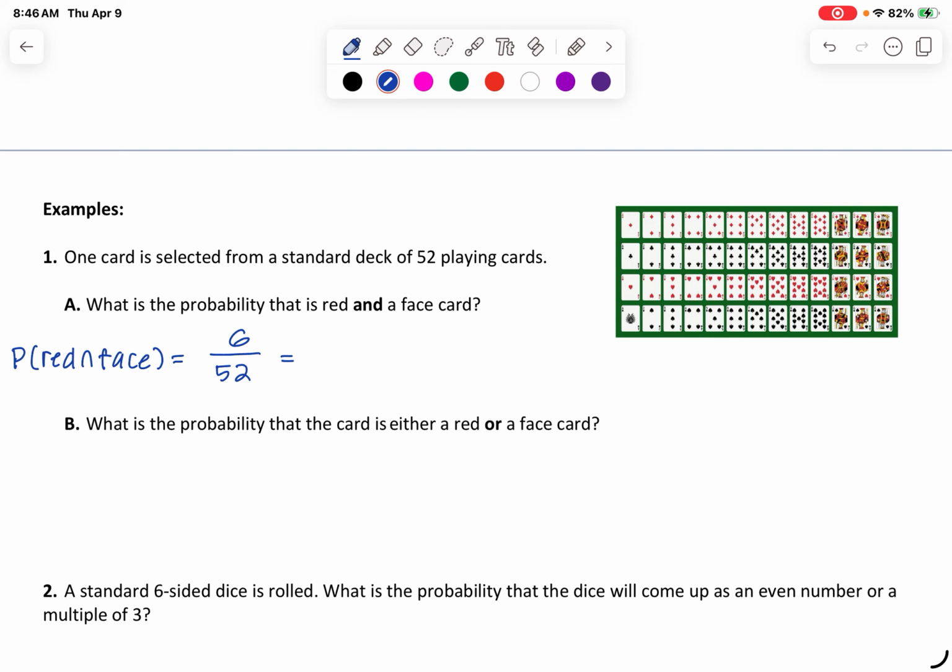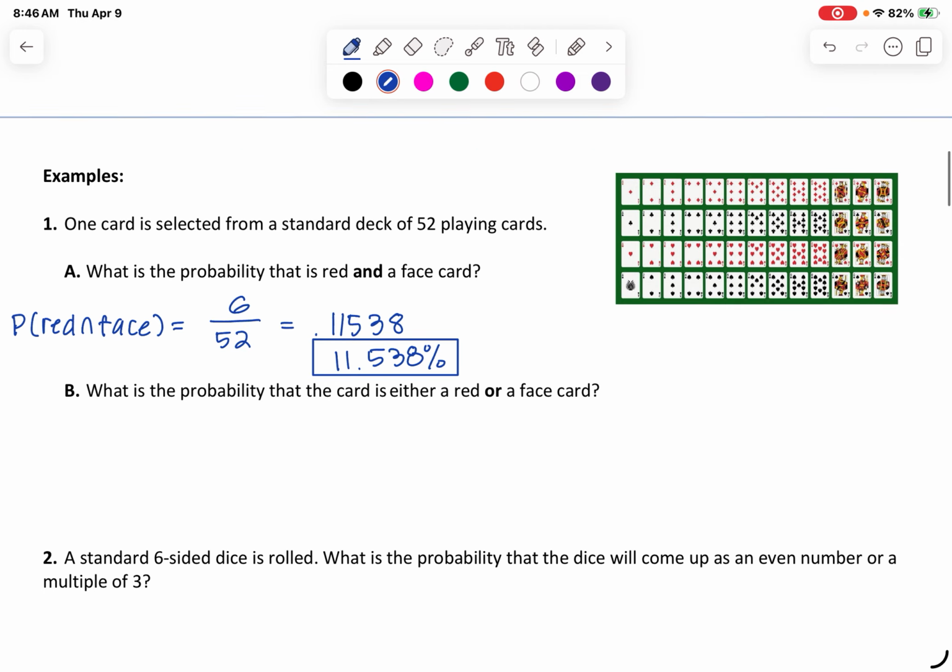We're going to turn that into a decimal. I have my calculator off to the side right here. So that decimal is 0.11538, and then we will turn that into a percentage. So 11.538%. If you automatically turn it into your percentage with 3 decimal places, I'm fine with that.